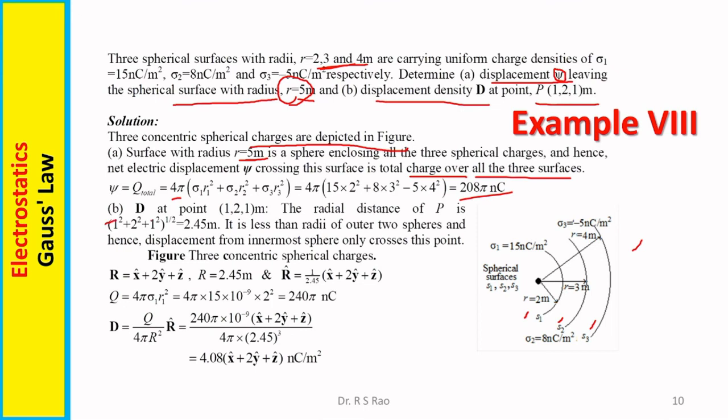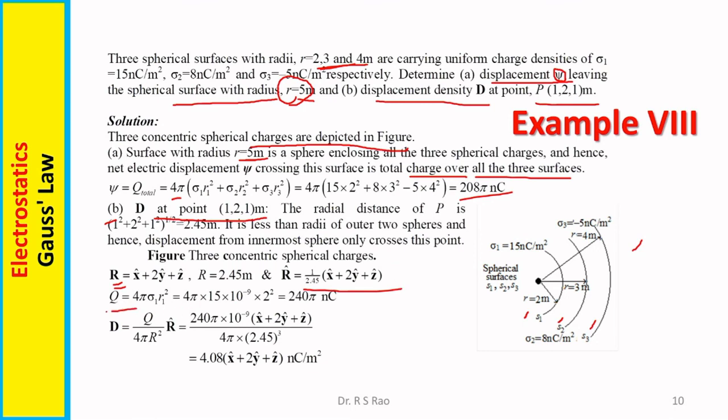Now B, D at point (1, 2, 1). The radial distance of B is square root of 1 square plus 2 square plus 1 square. It is equal to 2.45 meter. It is less than the radii of the outer two spheres, and hence displacement from the innermost sphere only crosses this point. So R in the present case is x cap plus 2 y cap plus z cap. R is 2.45 meters, the radial distance. R cap means unit vector along the radial direction. It is 1 by 2.45 (x cap plus 2 y cap plus z cap).